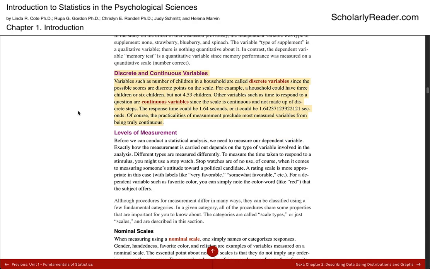Discrete and continuous variables. Variables such as number of children in a household are called discrete variables since the possible scores are discrete points on the scale. For example, a household could have 3 children or 6 children, but not 4.53 children. Other variables such as time to respond to a question are continuous variables, since the scale is continuous and not made up of discrete steps. The response time could be 1.64 seconds, or it could be 1.64237, etc. seconds. Of course, the practicalities of measurement preclude most measured variables from being truly continuous.